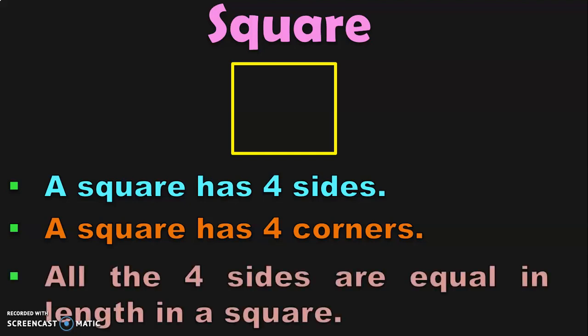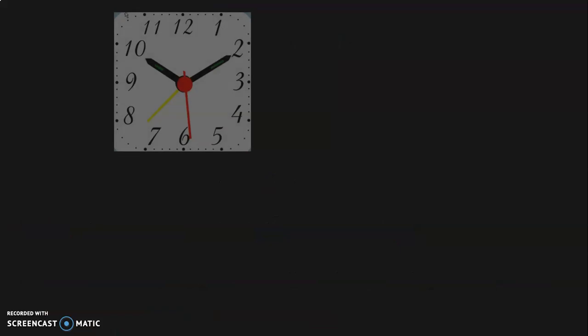The next important property is that all the four sides are equal in length in a square. You can visibly see that all the four sides in the square are equal in length. So, what are all the objects that you can see in your house or in your classroom that resemble the shape of a square? Let us see some examples.